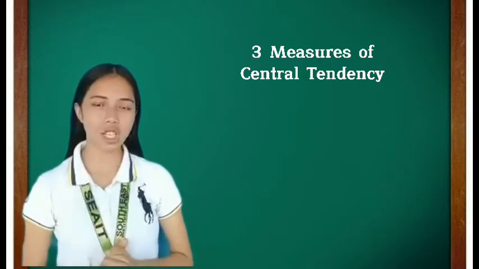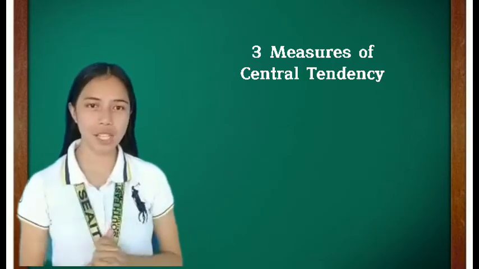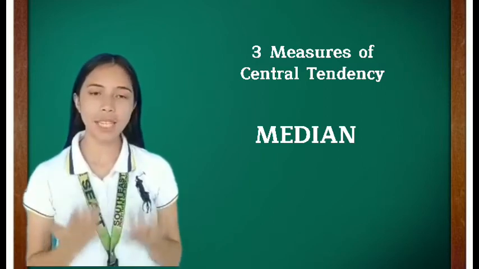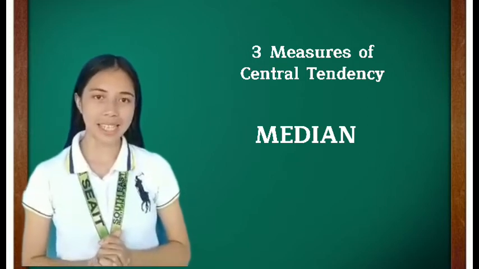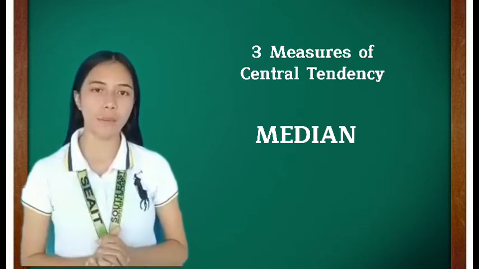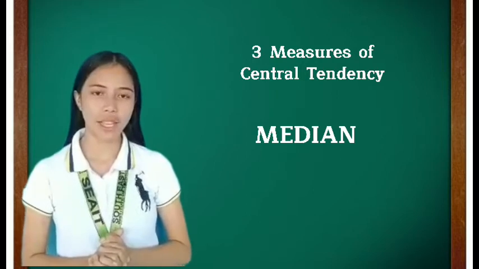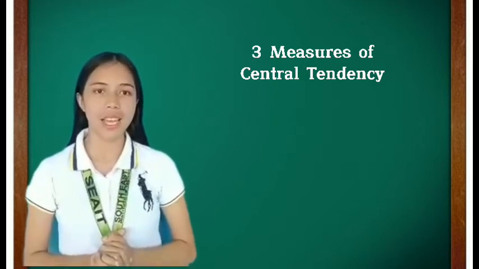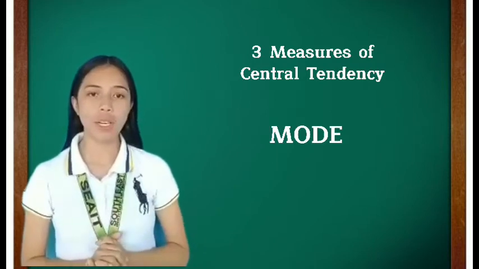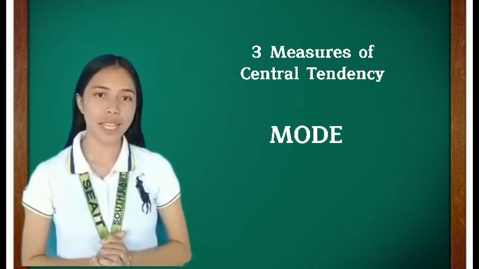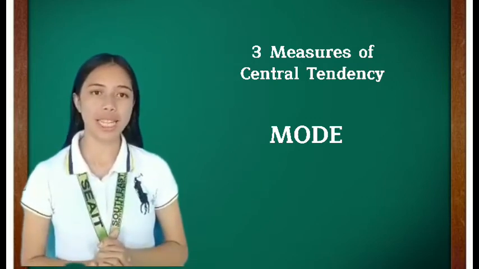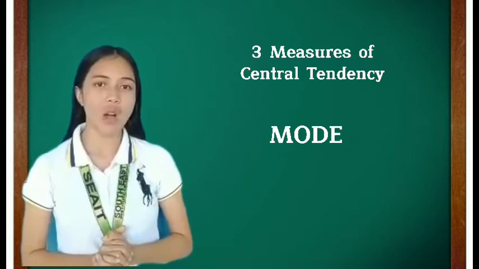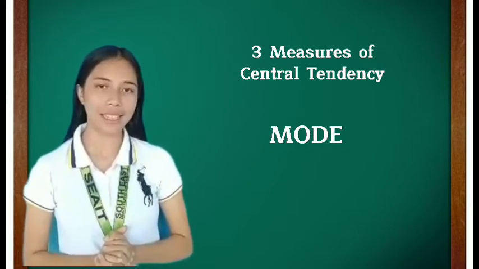The second measure of central tendency is the median. The median of a ranked list of n numbers is the middle number if n is odd, and the mean of the 2 middle numbers if n is even. The last and third measure of central tendency is the mode. Mode is the number that occurs most frequently, the most common score in a set of scores, and a data set can have more than one mode or none at all.